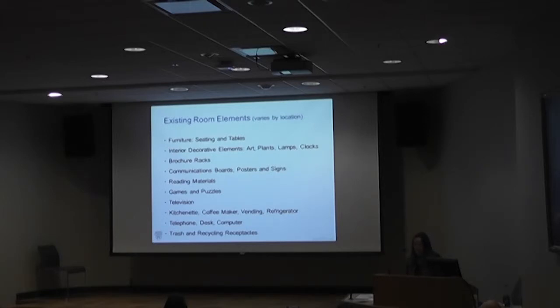In some cases, we have kitchenettes that have things such as refrigerators, coffee makers, and in some rare cases, we do have vending within the rooms. Primarily it's semi-adjacent to it, but I have seen a few examples where we do have vending in the space itself. We have amenities for visitors such as telephones, a desk to work at with a computer on it to potentially do research. And then the last one's kind of an oddball to throw in, but it takes up space. So we have things like trash receptacles and recycling receptacles in our spaces.